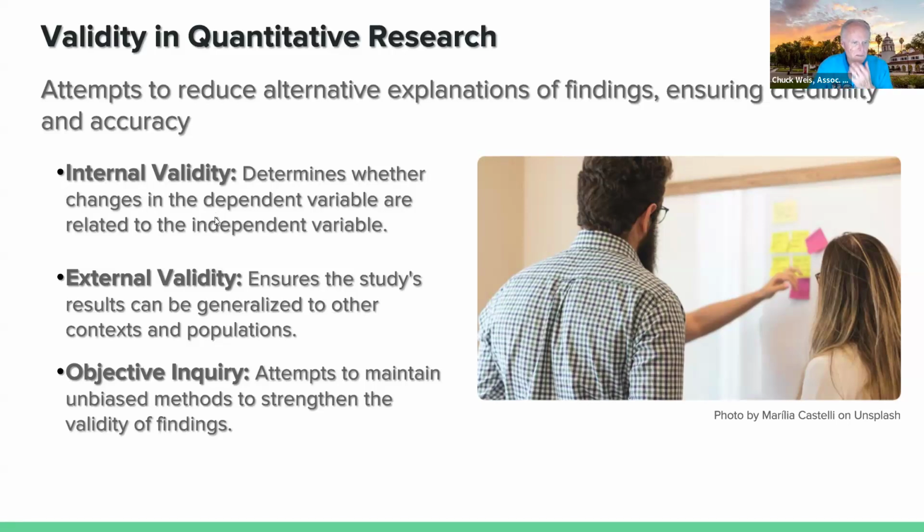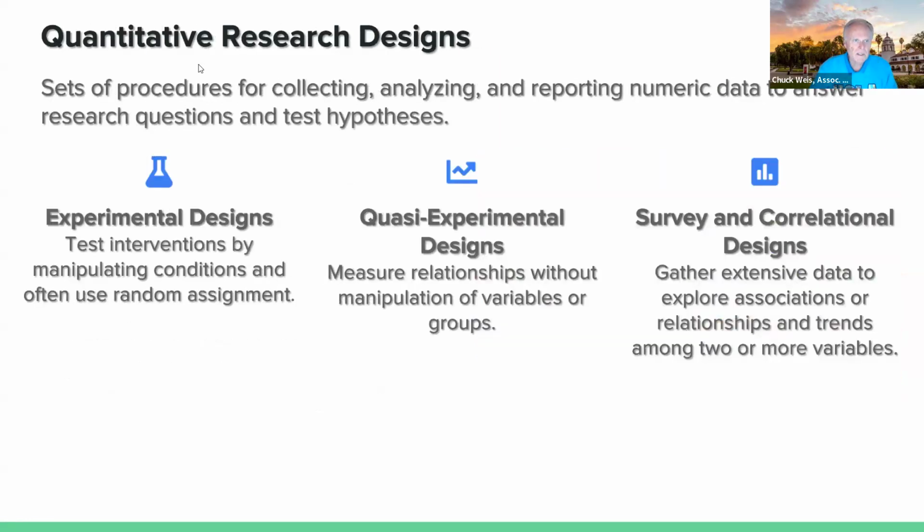And the whole idea is to be objective in this research and maintain unbiased methods to strengthen the validity of your findings. So quantitative research designs are the way to make that happen. So it's a set of procedures for collecting, analyzing, and reporting numeric data to answer research questions and test hypotheses. So there are, as you undoubtedly know, experimental research designs, quasi-experimental designs, and survey and correlational designs. The experimental designs are the gold standard.